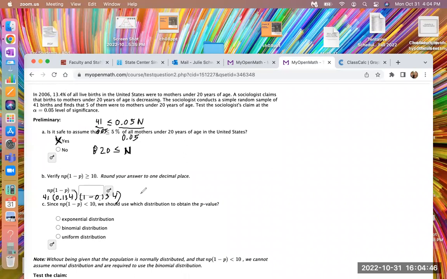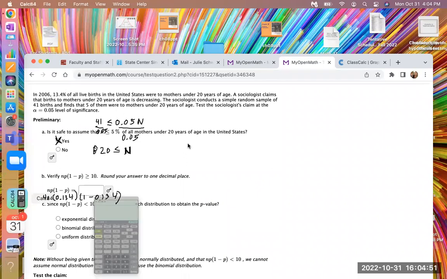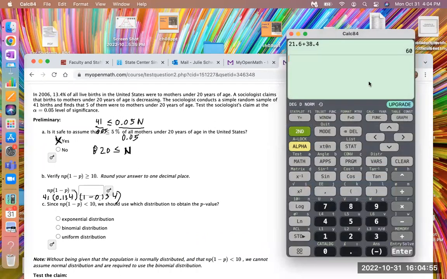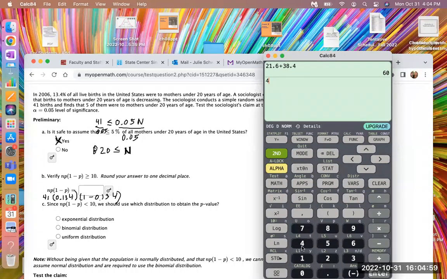So I just enter that all into my calculator. You can see the calculator on the screen here. I input 41 times 0.134 times 1 minus 0.134, and then I go enter. Unfortunately, that value is not greater than or equal to 10. It is 4.75, and it is not greater than or equal to 10. So this is not true. In this case we can't use the normal distribution, and we can't use the typical tests that we would normally use to find the p-value.